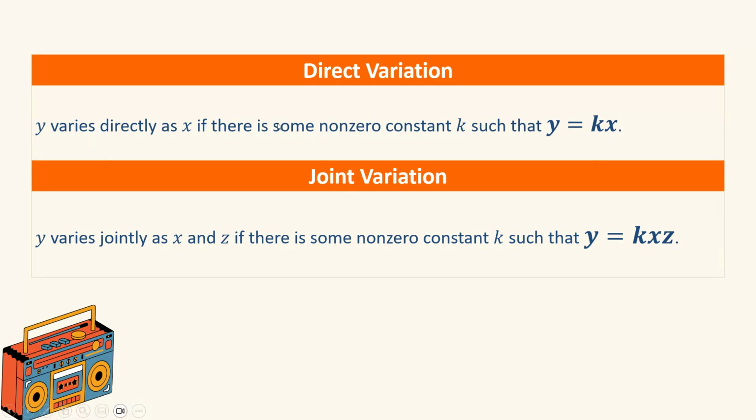And in joint variation, y varies jointly as x and z if there is some non-zero constant k, such that y equals k times xz. So the k in both of these situations would be called our constant of variation.